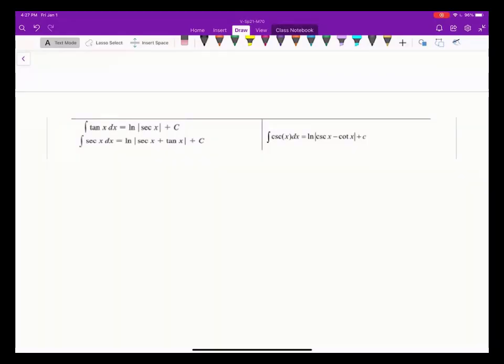So we will try to prove integral of tan x dx equals ln of absolute secant x plus c. So how do we prove it? Let's consider I, which is equal to integral of tan x dx. We can write tan x as sin x over cosine x dx. Whenever you have the numerator's derivative in the denominator, you can just use the ordinary substitution method.